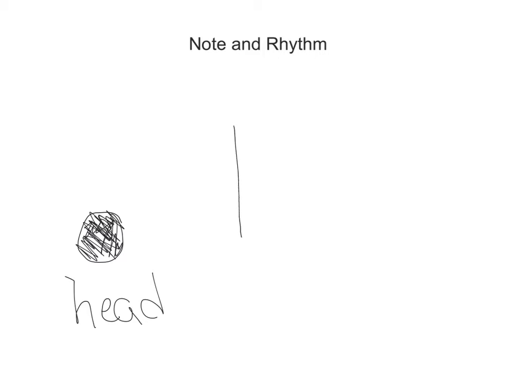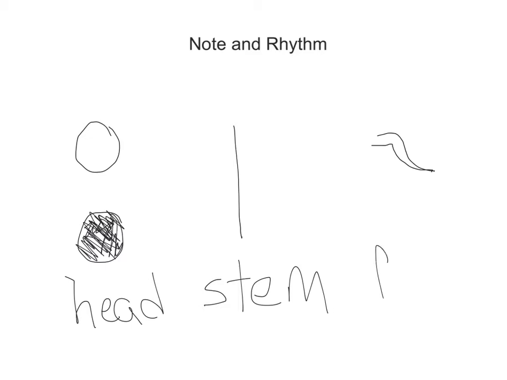So there are different parts to a note that you need to know about first. First we have the head. Now the head is just a circle colored in, okay? So this is like the head of a person. Then you have your stem, which is the line. Some notes have a head that is not colored in. And then you also have your flag.